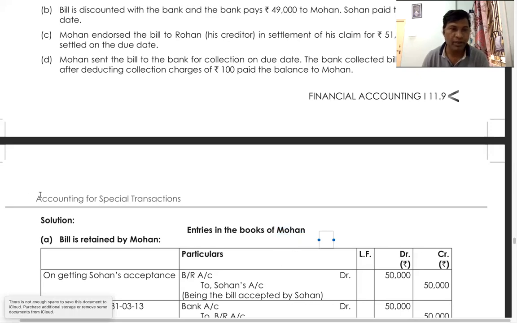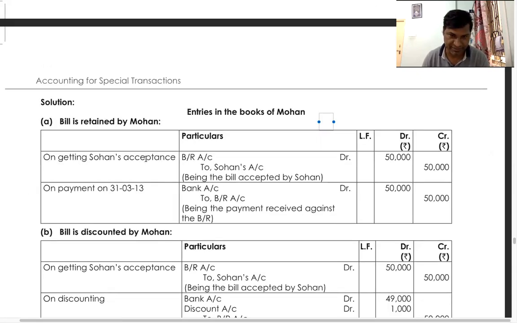Fine. On getting the acceptance, the bill is drawn and got the acceptance from Sohan, so therefore it becomes a bill. As long as the drawee doesn't sign or give his acceptance or consent, that does not become a bill. It is just a piece of paper. Once what is written on the paper is accepted by the drawee, the debtor, then it becomes a bill. On getting Sohan's acceptance, it becomes the bill.